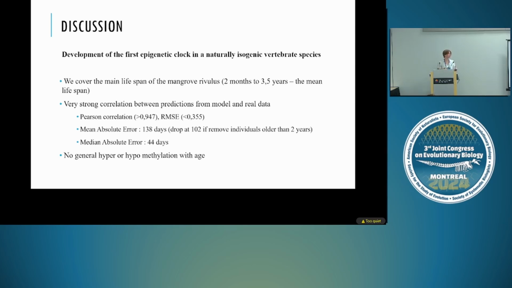And also another point is the mean absolute error. That's a parameter that's often given when we do an epigenetic clock, and here it's 100, 300 days. So it's a bit more than 4 months, which can actually seem a lot for age prediction. But as we have data from 2 months to 3.5 years, that's quite an acceptable value. And moreover, that value drops to only 102 days when we remove the oldest individual. We also have the median absolute error, that's only 44 days.